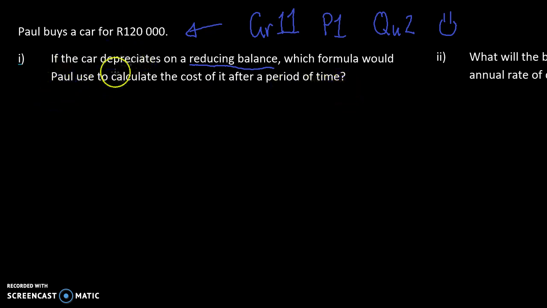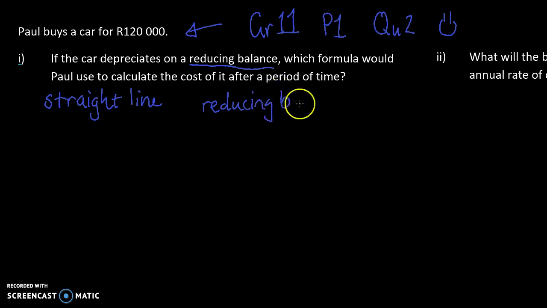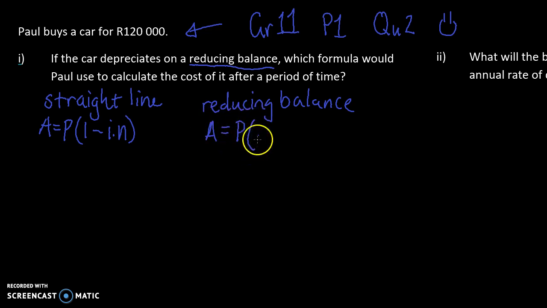Now, there are two methods that things can be depreciating. We have our straight line depreciation, and then we have our reducing balance, and sometimes they're called two other things. But basically, we know that the one is the opposite of simple interest. That's going to be the straight line. So rather than having 1 plus, we have 1 minus i times n. And the reducing balance is going to be the opposite of compound interest, to the power of n. So it's just the minus version.